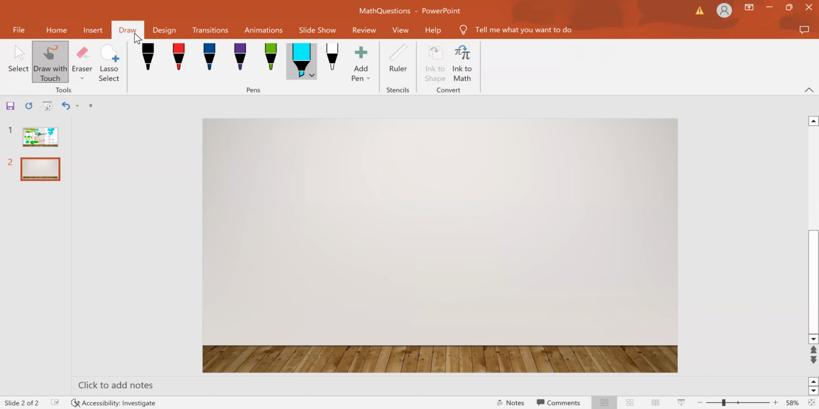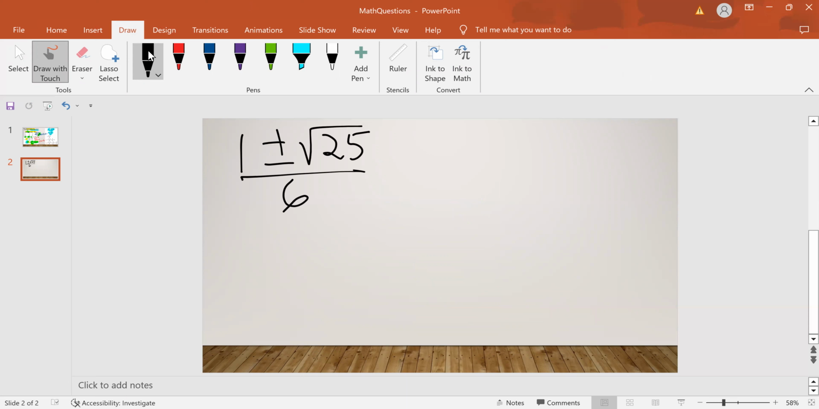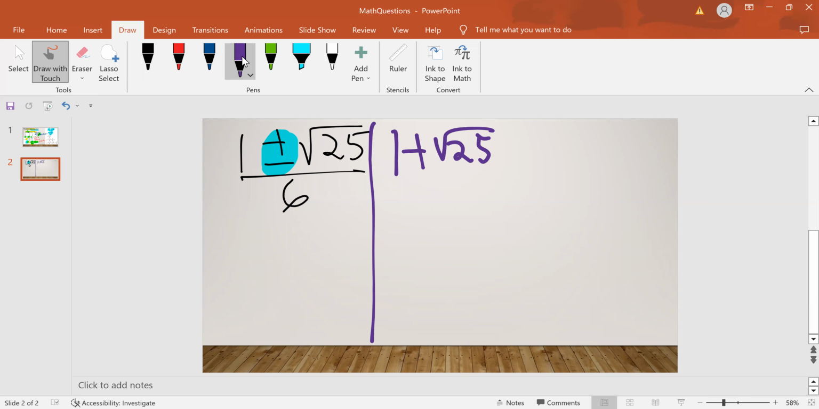So what we just saw there is what? We have 1 plus minus square root of 25 divided by 6. So let's use this plus minus. This is telling you that you're going to have two solutions. You have 1 plus square root of 25, that is one solution. The other one will be 1 minus square root of 25 divided by 6. Okay, here, 6 here, sorry.